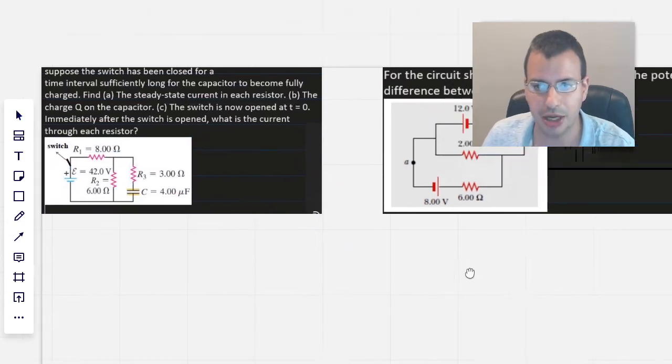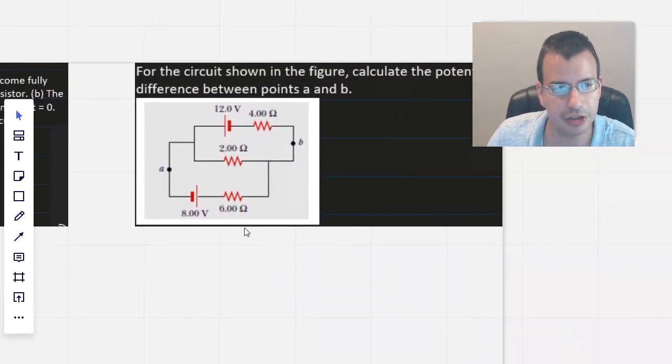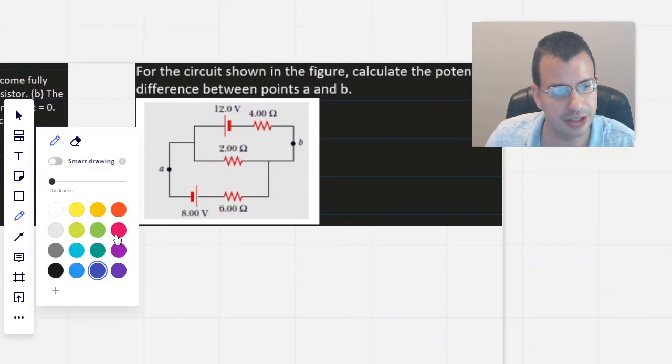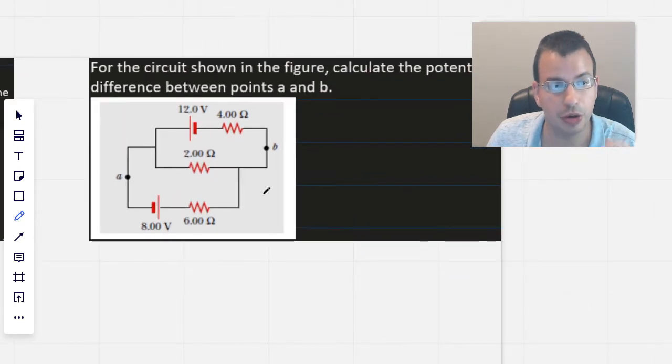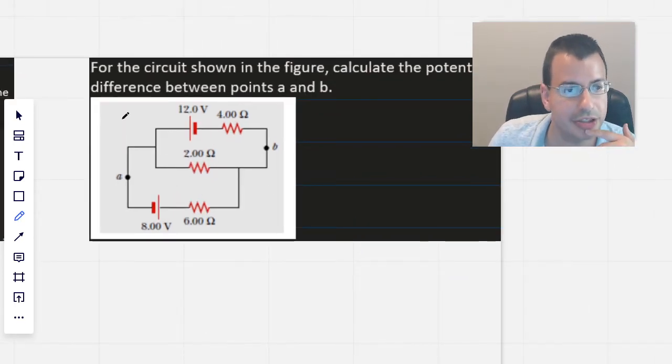On to the next problem. For the circuit shown below, I think I'll do red this time. Ooh, I do like red. And it goes well with the resistors and batteries.